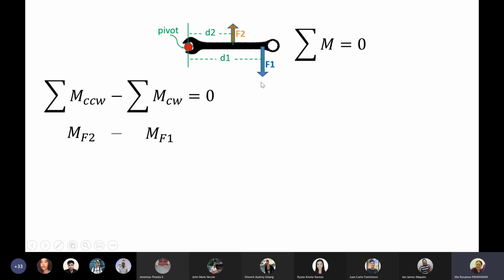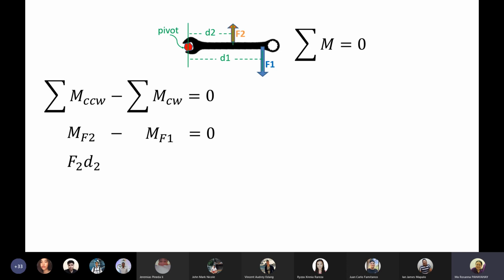So since it's clockwise, do not forget to place negative. Now, if there are many forces acting on the system, you just add here. For example, there is also F1, F3 here pointing downward. So minus the moment of force due to F3 and so on. And that is equal to 0 because our system is not accelerating. For example, it's not accelerating, so therefore it's in equilibrium.